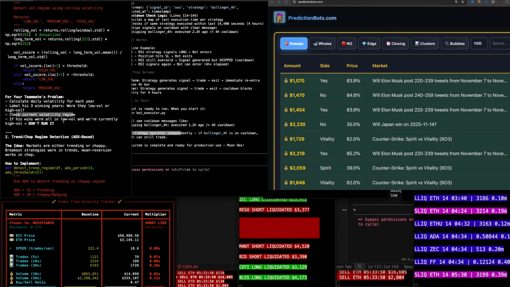If his wins were all in low vol and we're currently in high vol, do not run it. That's a great tip right there. Easy to do. You can see the code snippet on the screen.